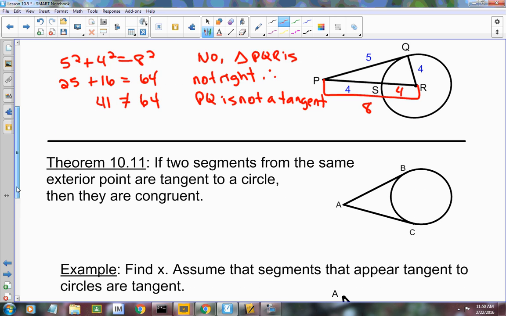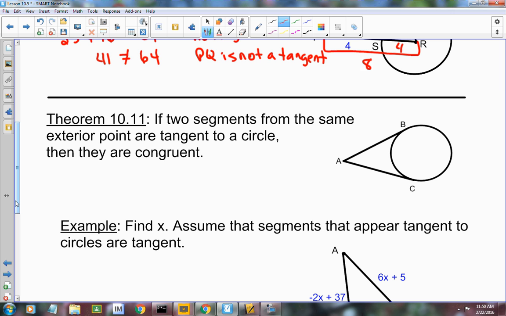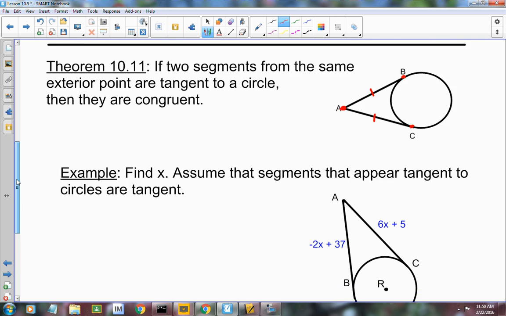Okay, so here's another theorem. This one's pretty easy. It says if two segments from the same exterior point are tangent to a circle, then they are congruent. Okay, so if this AB is tangent to the circle and AC is tangent to the circle, they're both tangent from the same exterior point, then this theorem tells us that those two segments are going to be congruent to each other. So if you have two segments from the same exterior point, then those two segments are congruent to each other.